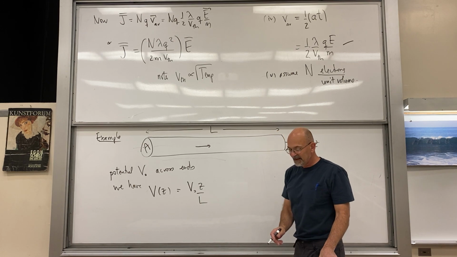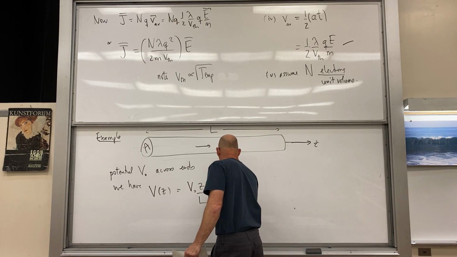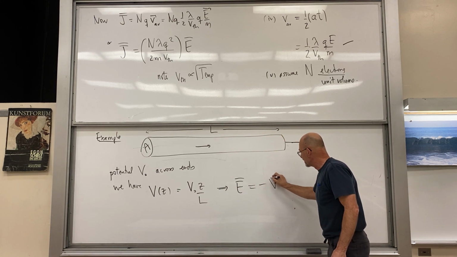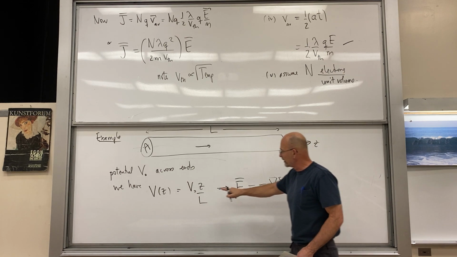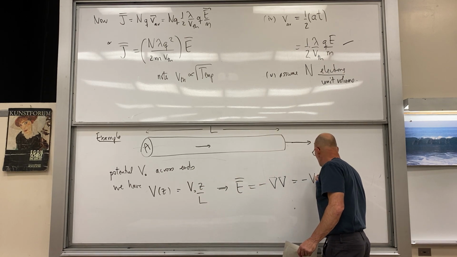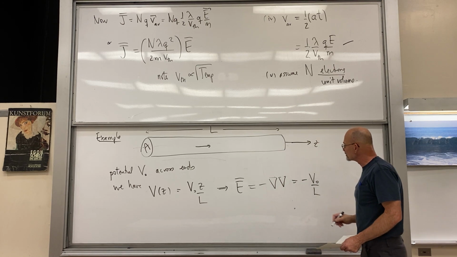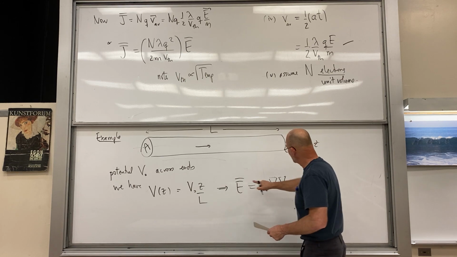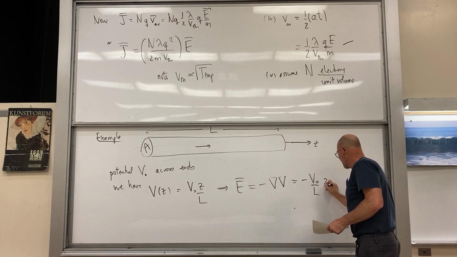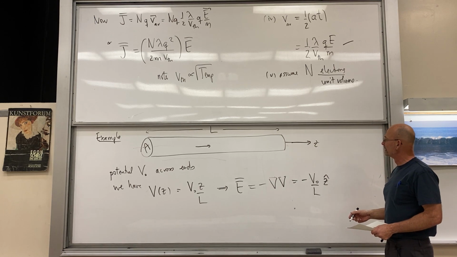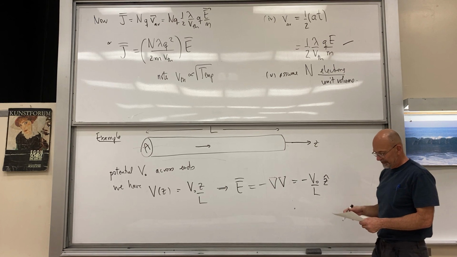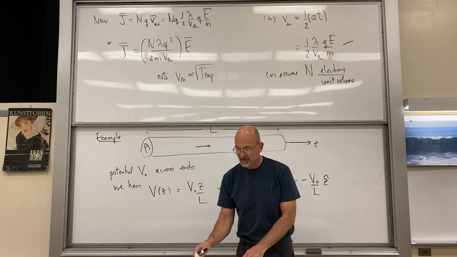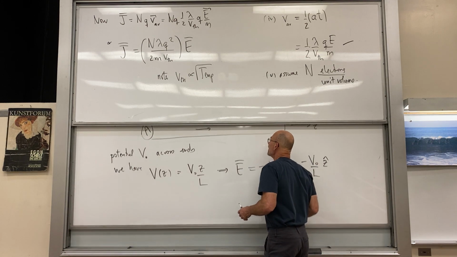But now we can get E, the electric field, which is going to be minus the gradient of V, which is going to be minus V0 over L. So there's our electric field. And since it's a vector, I have to say I've got Z hat. Good. So now let's go ahead and apply our definition again of J.